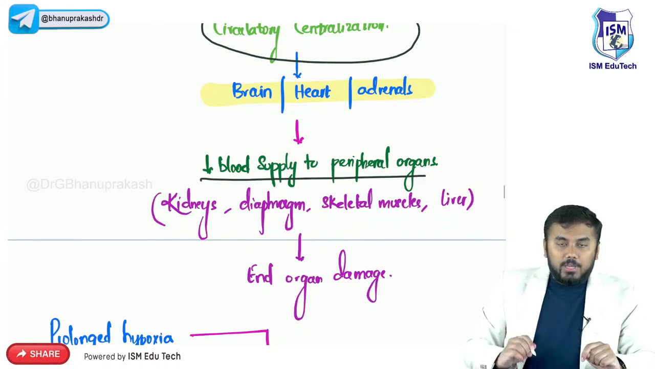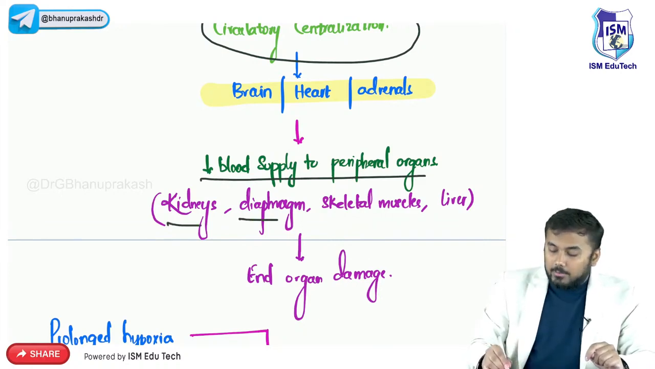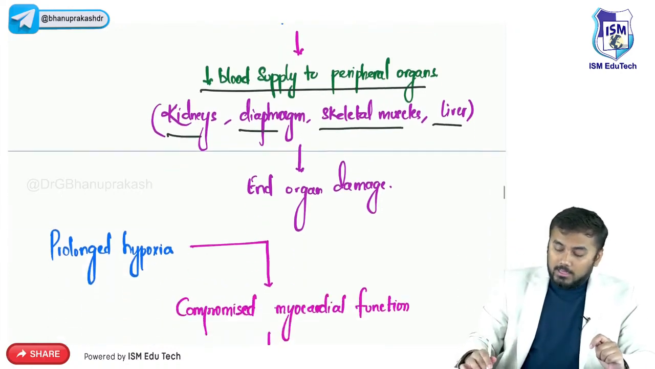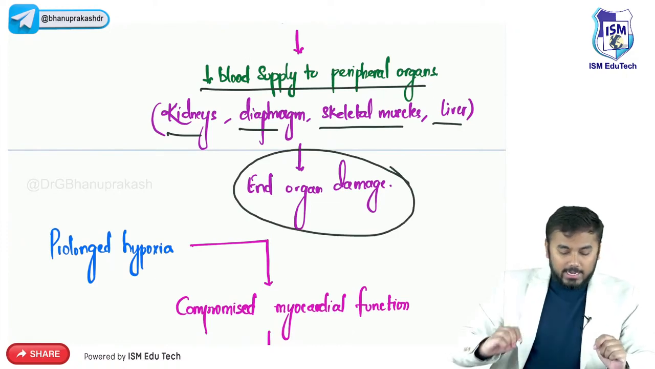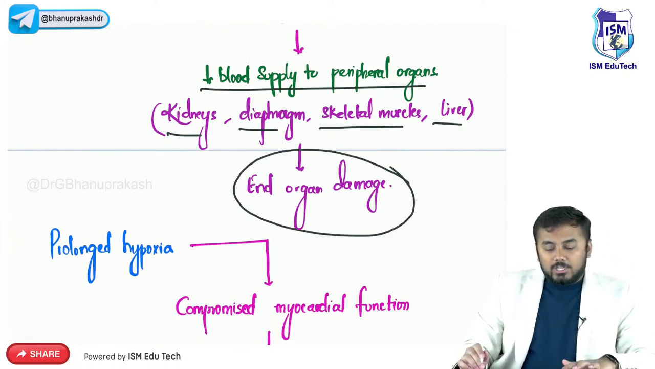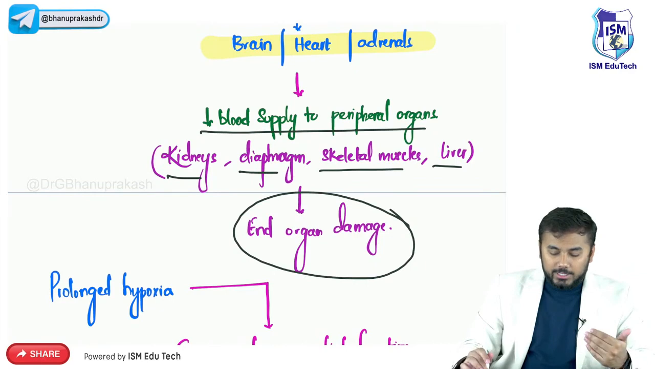So because of that, what is happening? Decreased blood supply to peripheral organs like kidneys, diaphragm, skeletal muscles and liver. Because of this, what is happening? End organ damage. So end organ damage has started, right? From here only it started.